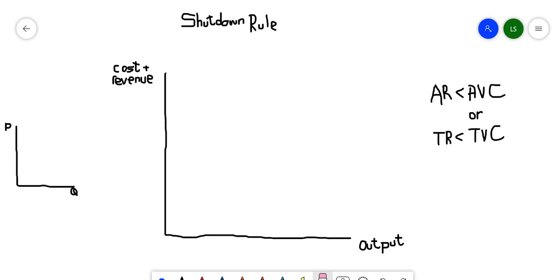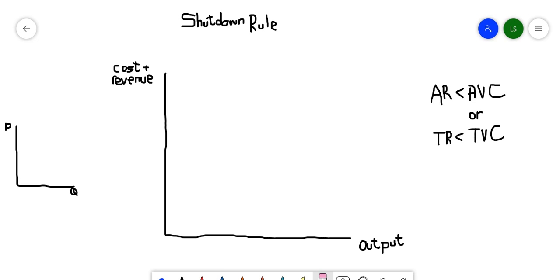You will see also in the activity that we are going to do at the end of this long section, there's also a question where you have to draw the shutdown rule on a graph and explain it with the use of a graph. So it is important that you be able to draw the graph, but also to interpret a graph if they actually give you a graph in a data response question.